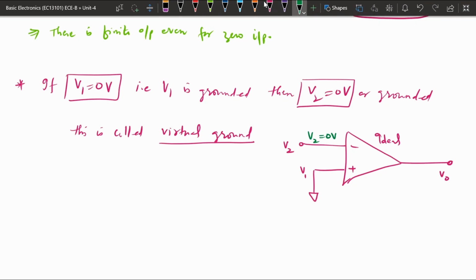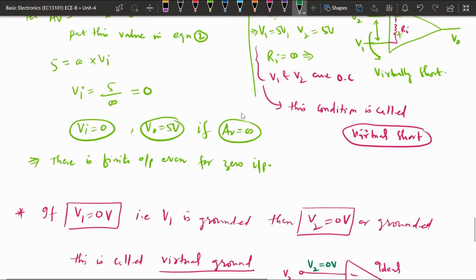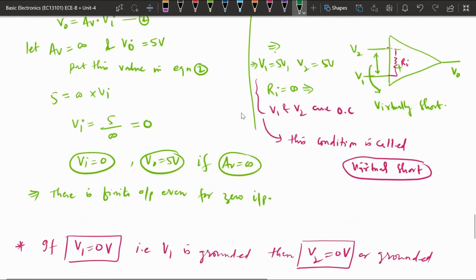Okay, and virtual short means if one voltage is 5 volt, the other will also be shorted. That means if it is shorted, the other voltage will also be 5 volt.